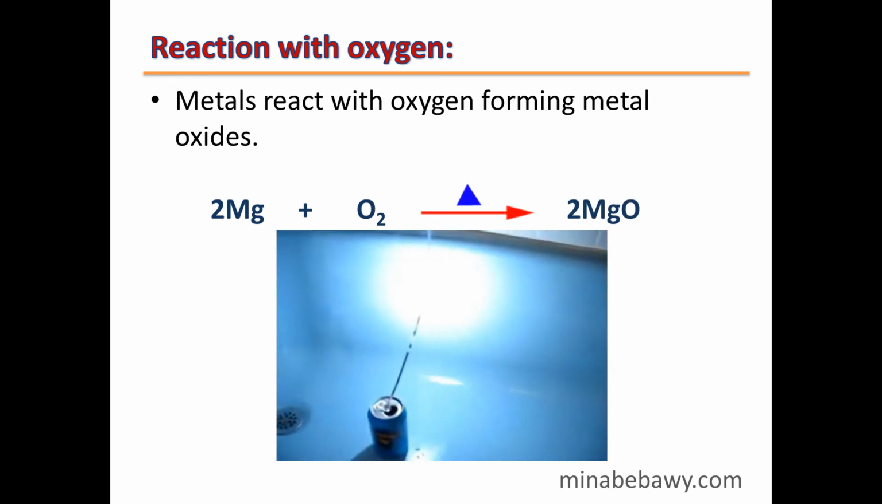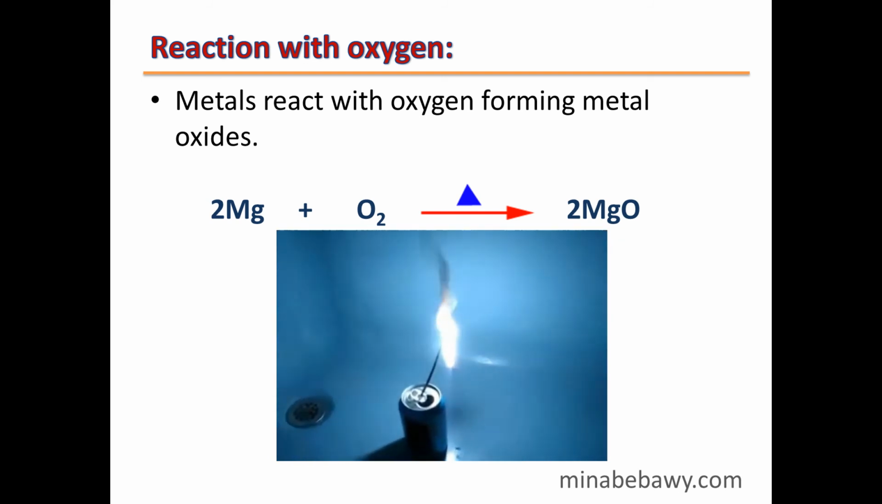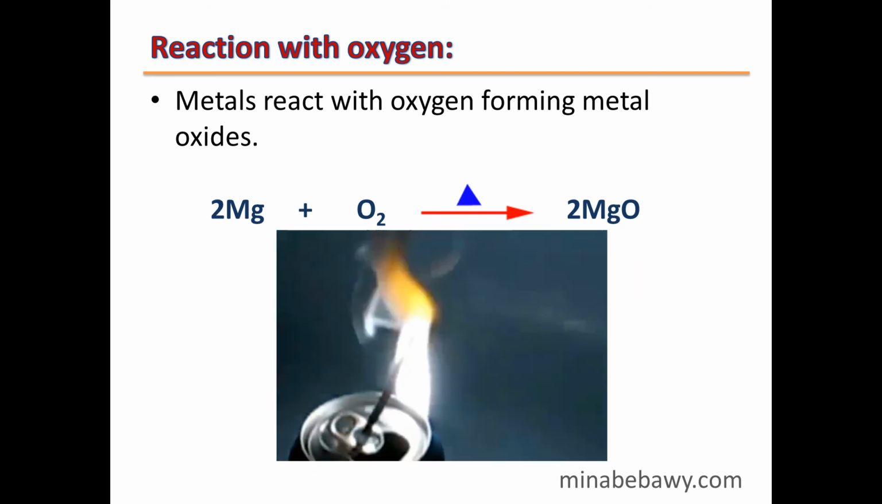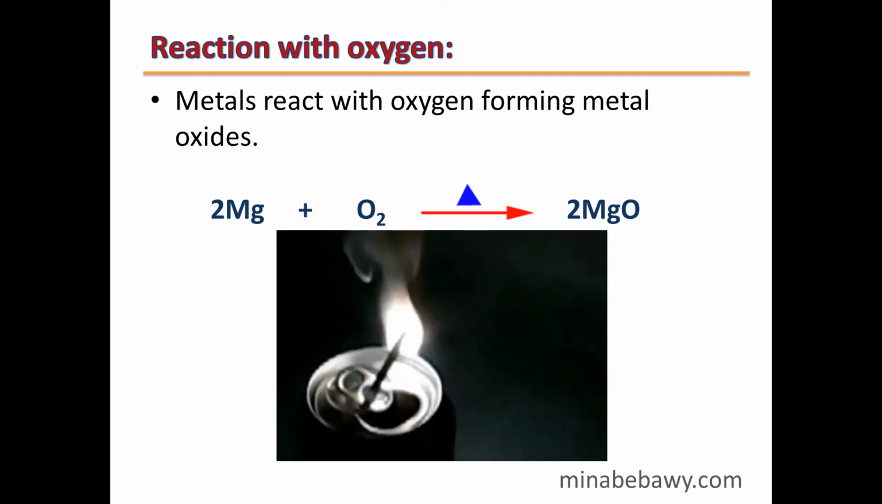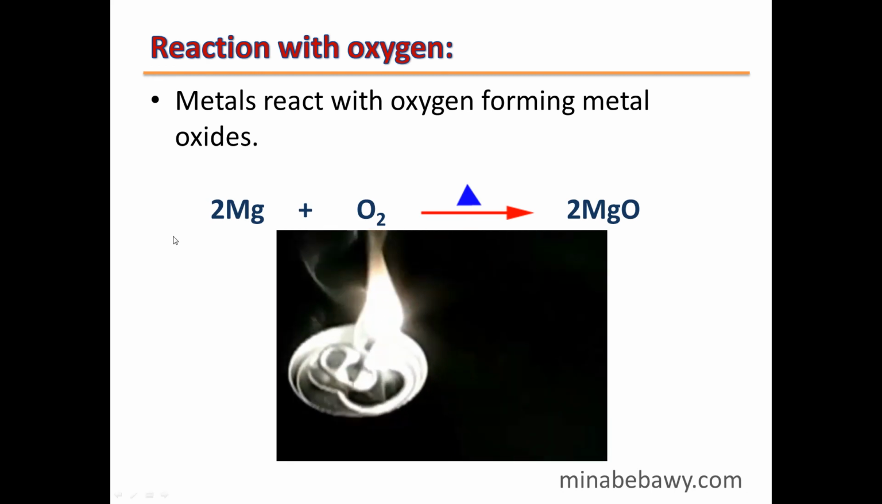Metals react with oxygen, forming metal oxides. For example, the reaction of magnesium with oxygen, as you can see in this video, a white powder is formed, which is magnesium oxide. The chemical equation for this reaction is 2Mg plus O2, heating, gives 2MgO.